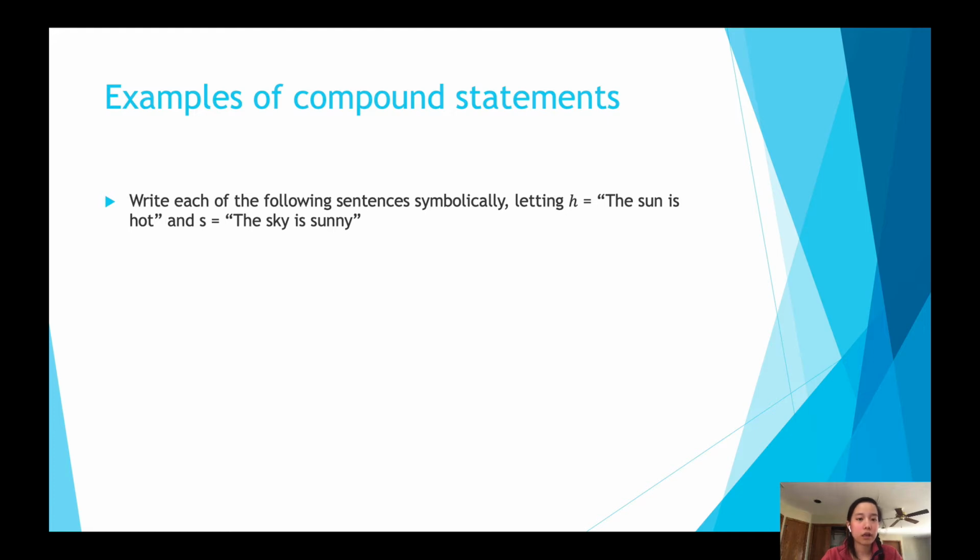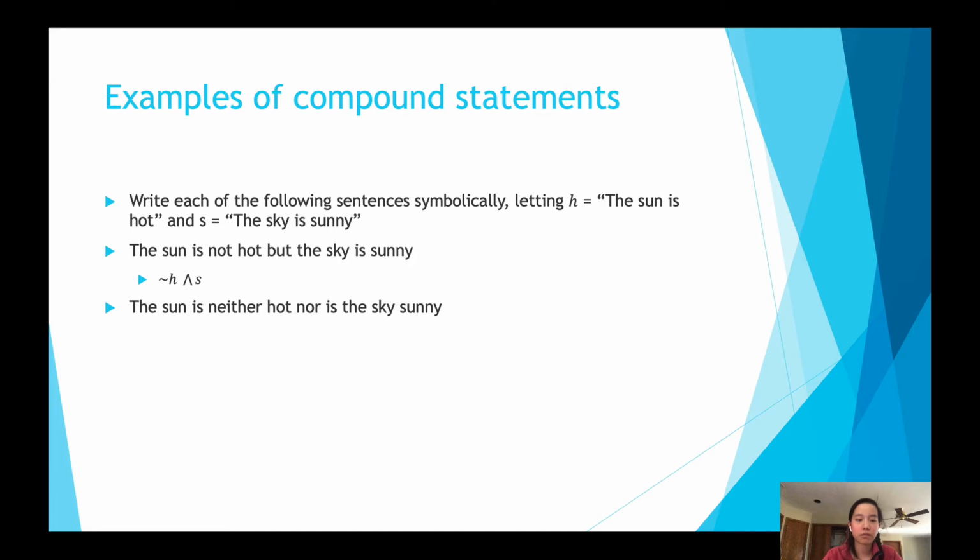Okay, so now let's look at some examples. Suppose we want to write each of the following sentences symbolically using the letter H to represent the sun is hot and the letter S to represent the sky is sunny. Let's say we want to write this sentence with the symbols: the sun is not hot, but the sky is sunny. We would then write the negation of H and S, because the negation of H is the sun is not hot, and S is the sky is sunny, and we combine those together with an and symbol because but and and are synonymous.